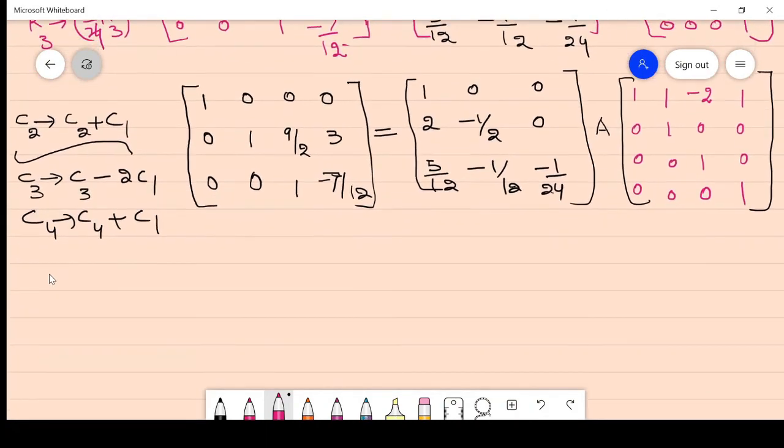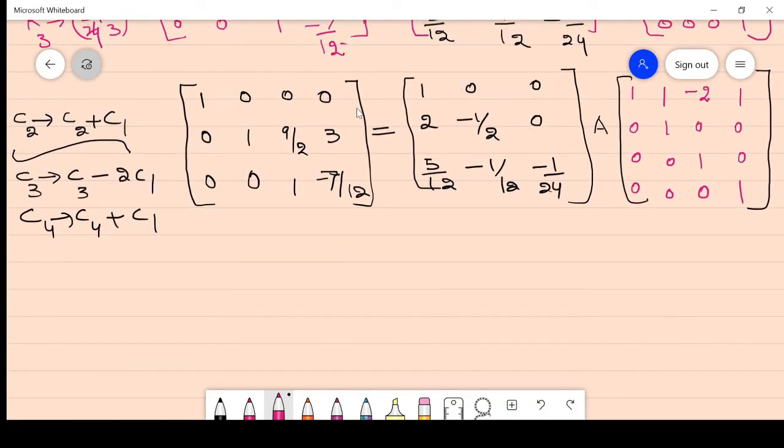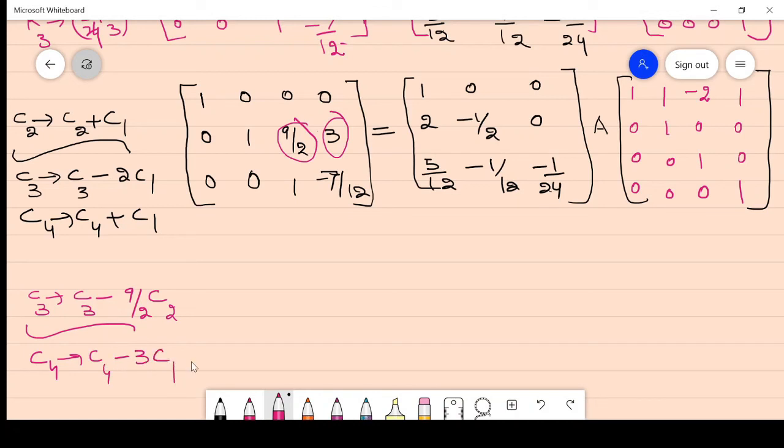Now, my next step is to make this term 0, and to make that term 0. So to make it 0, I apply C3 equal to C3 minus 9 by 2 into C2. Similarly, C4 equal to C4 minus 3 C2.